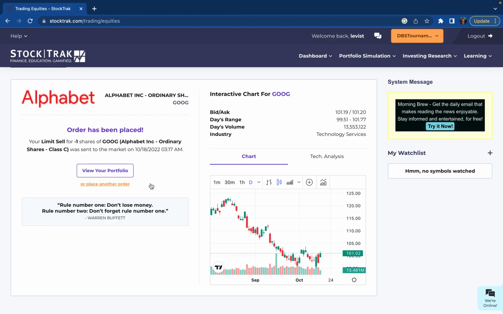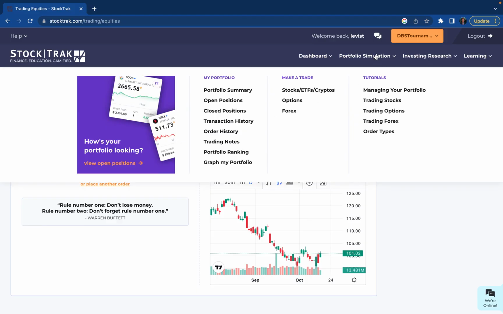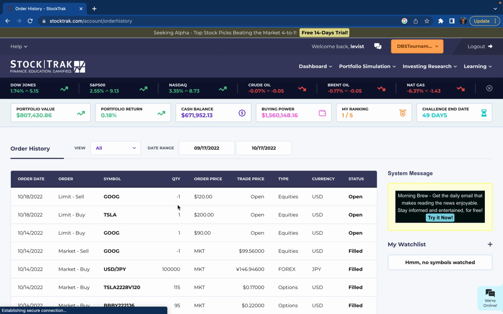If you want to see open orders that haven't executed yet, make sure you check out your order history page under the My Portfolio section. Here you can see we have a limit sell order open at $120. And if the market value of Google reaches $120, our limit sell order will execute and we'll be able to lock in our profits.